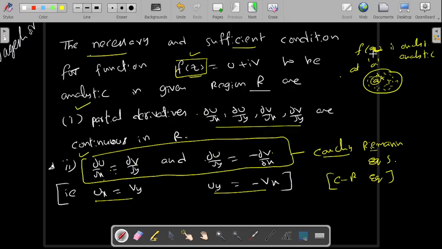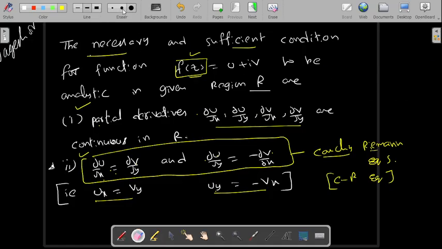One more time, see this one. Already explained previously, a function f of z is analytic at the point A. It has to be differentiable at the point A and in its neighborhood also.